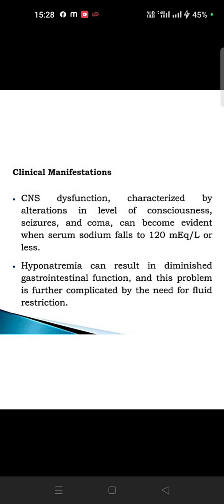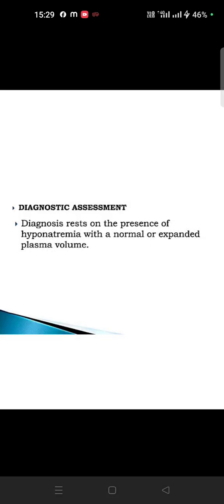So what is the clinical presentation? CNS dysfunction, characterized by altered level of consciousness, seizure, coma. Then serum sodium falls to 120, while normal sodium is 130 to 150. Hyponatremia can result in diminished gastrointestinal function. The problem is complicated by fluid restrictions. Diagnostic assessment is the presence of hyponatremia with normal expected plasma volume.